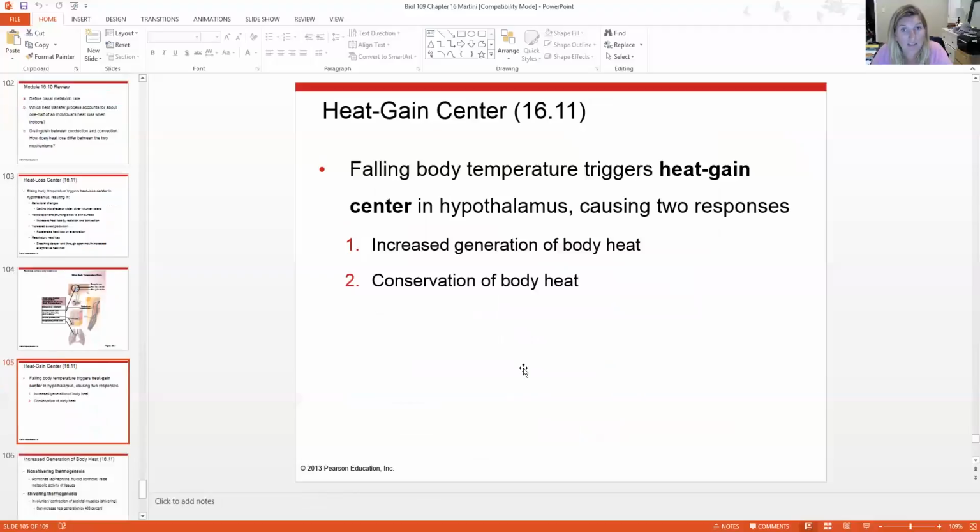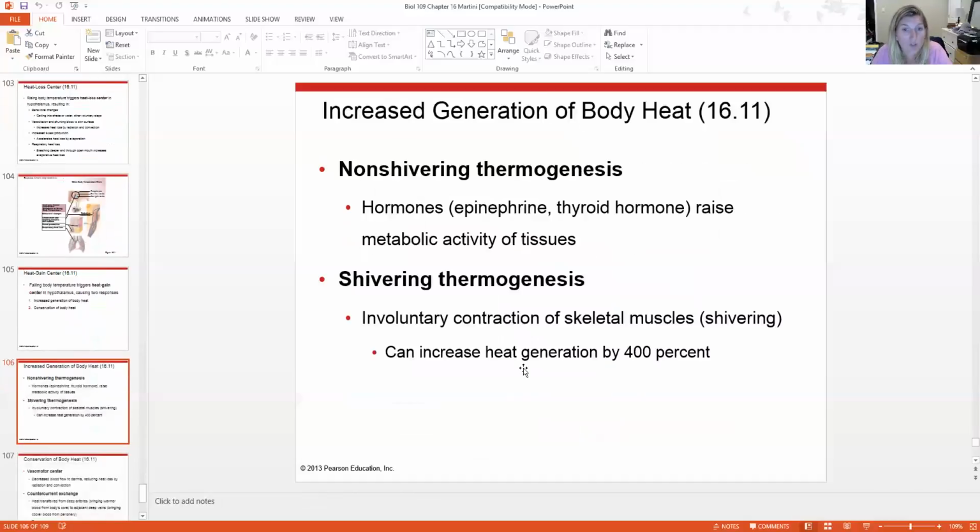Then we have the heat gain center. This is when the falling body temperature triggers that response, increasing the generation of heat as well as the conservation of heat. So you have shivering and non-shivering thermogenesis. Non-shivering thermogenesis is when hormones raise your body metabolic level. Shivering thermogenesis is when you're actually shivering and that contraction creates body heat.